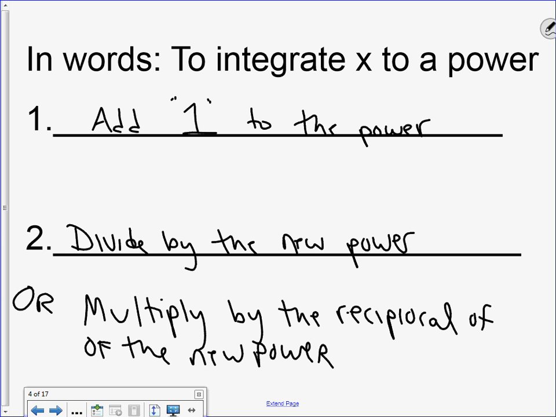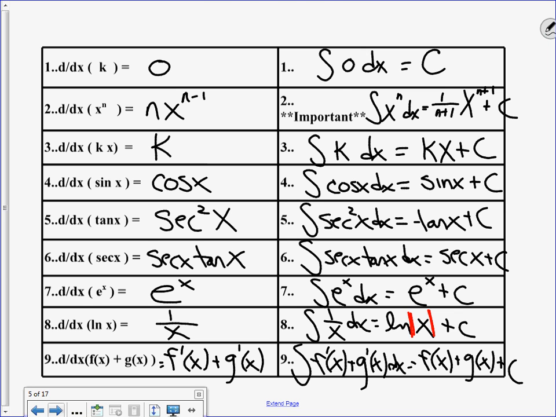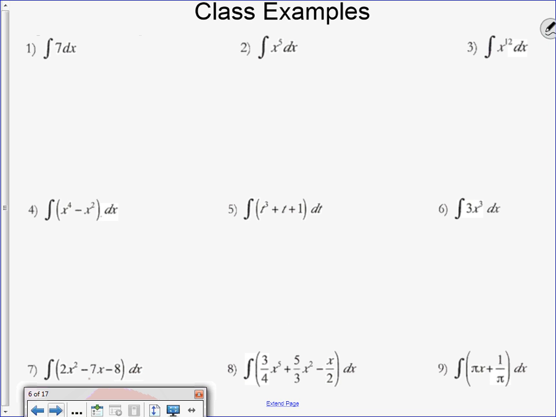So you're going to divide by the new power. After you add 1 to the exponent, then you're going to divide by that new exponent or multiply by the reciprocal of the new exponent. Got it? Let's do it. Okay, we're going to apply these rules.